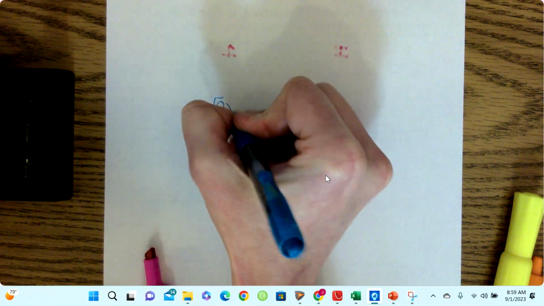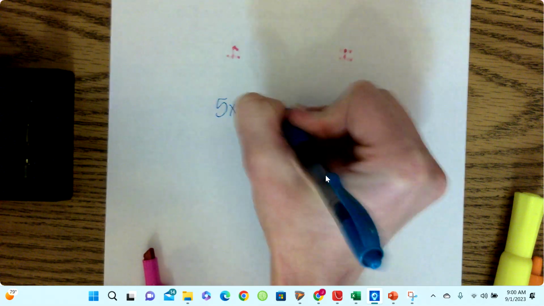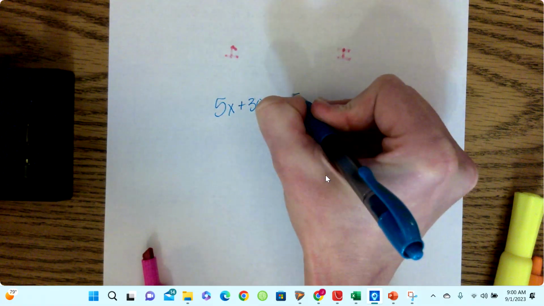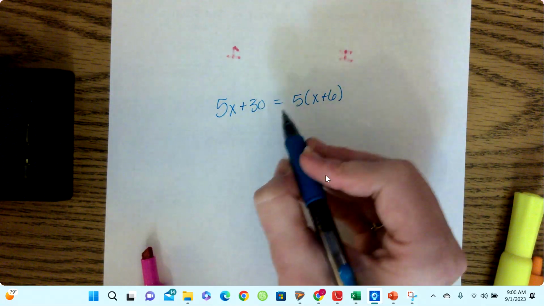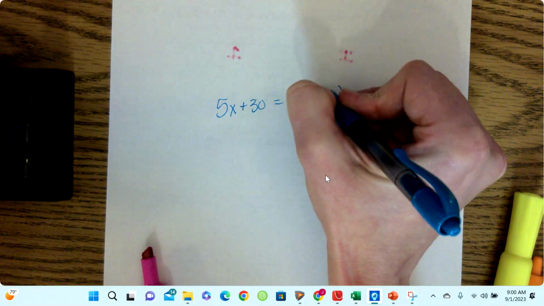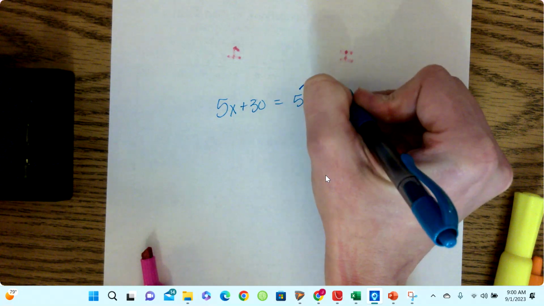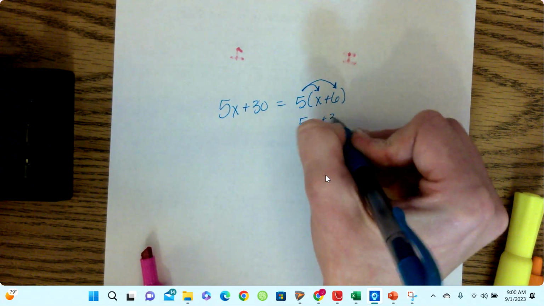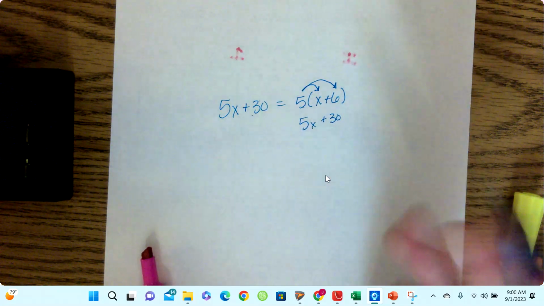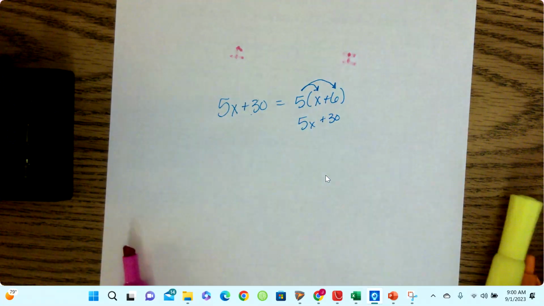Okay? So if I would have something like this, one side is 5x plus 30, and then this side is 5(x plus 6), and that's how they'll do it. If you use the distributive property that we talked about earlier in the unit, 5 times x is 5x, 5 times 6 is 30. Really, we've got the same thing on both sides, and so that's infinite solutions.